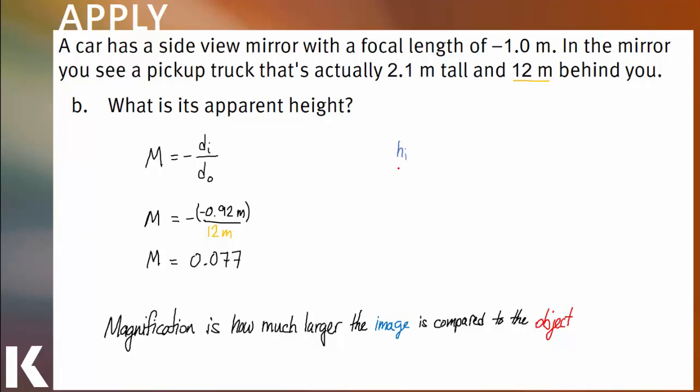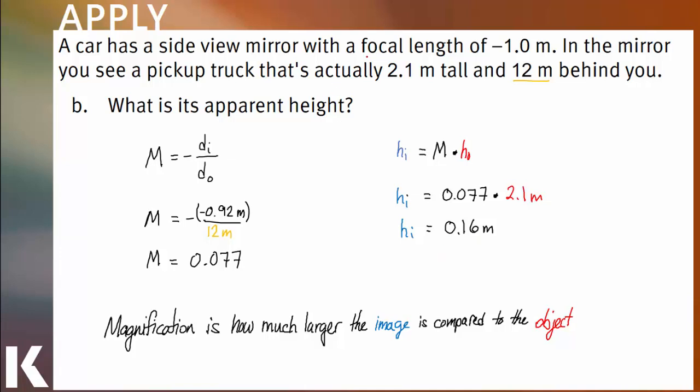Let's now look at the equation. We have hi, image height, is equal to the magnification factor times the original height. So notice again that m is just the factor of how much larger the image is compared to the original object. If we were to plug in our values, we have hi equals 0.077 times 2.1 meters. And if we throw that value into a calculator, we'll get 0.16 meters. And yes, our suspicions were confirmed. Our image is smaller than the object.